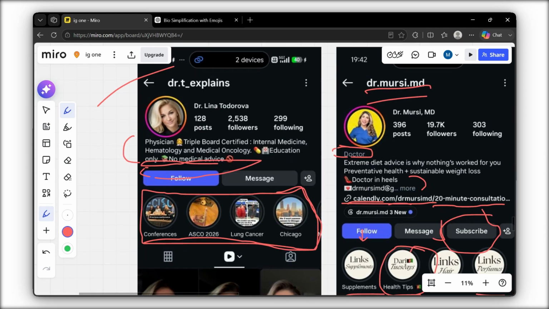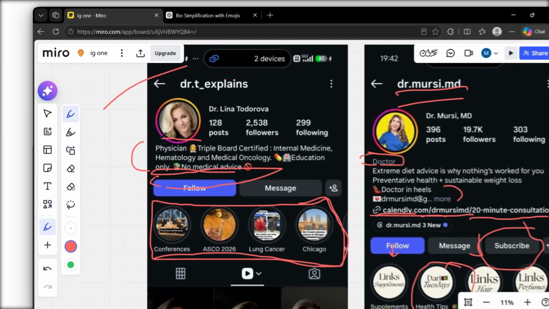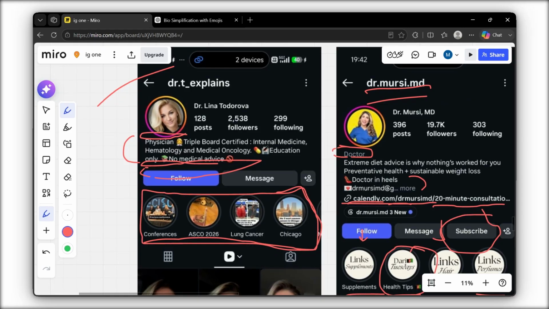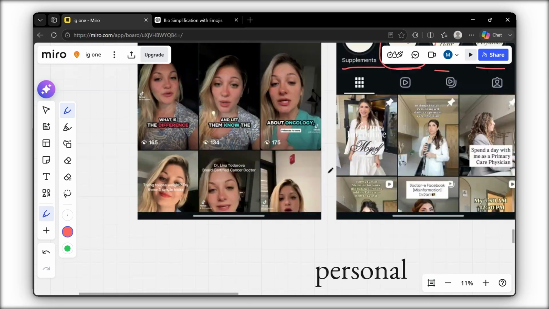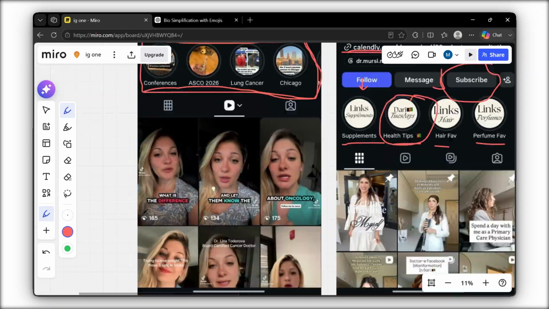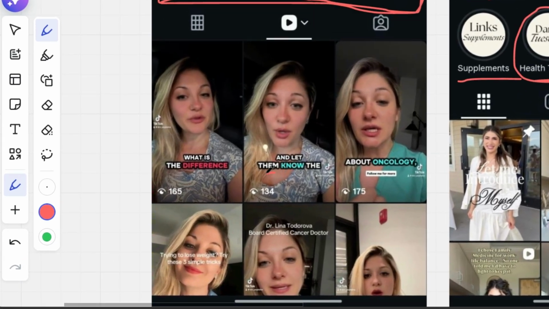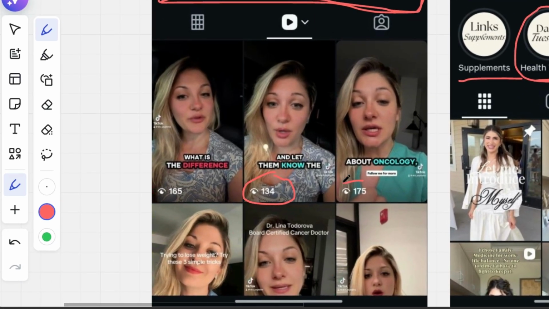But I guess the main focus should be on the current link, because this is where the leads come from, right? And yeah, she has to switch her account to a professional account, and here she has to show that she is a doctor also, right? And for content, what we have to target: the views are stuck at 134 views, 175 views.